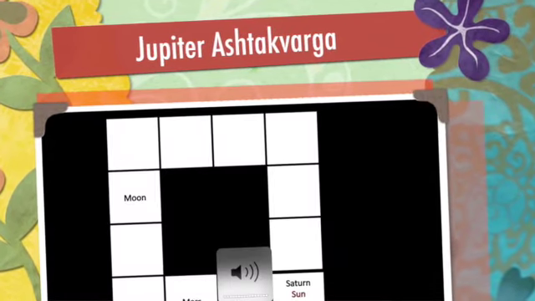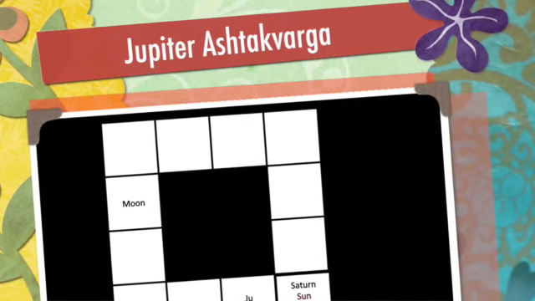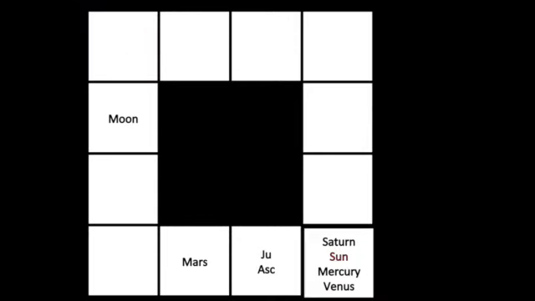Okay, so the calculation of Jupiter's Prastar Ashtakvarga. Jupiter is beneficial in the first, second, third, fourth, seventh, eighth, ninth, 10th, and 11th houses from Sun.